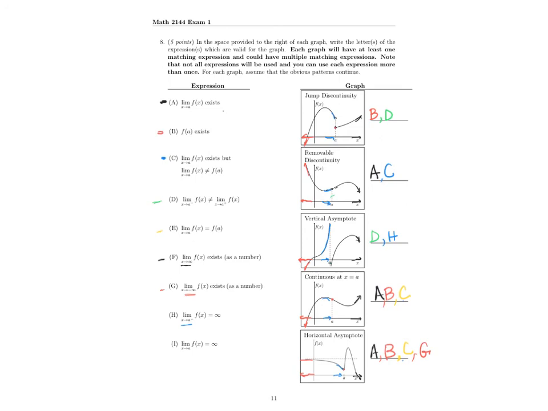And then this one says the two-sided limit as x approaches A is infinite. That means the left and right-hand limits both have to be approaching positive infinity. The only one that was even close to approaching infinity was this one, but when I come in from the right, it goes to negative infinity. So I doesn't actually work for any of them. So I think that's it.